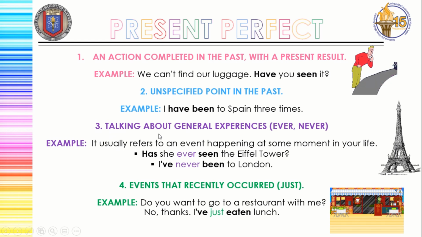Number 3. Talking about general experience. In this case, we're going to use ever and never. So it usually refers to an event happening at some moment in your life. For example, has she ever seen the Eiffel Tower? So in this case it refers to her life, okay? I've never been to London. So in this case it refers to my life.